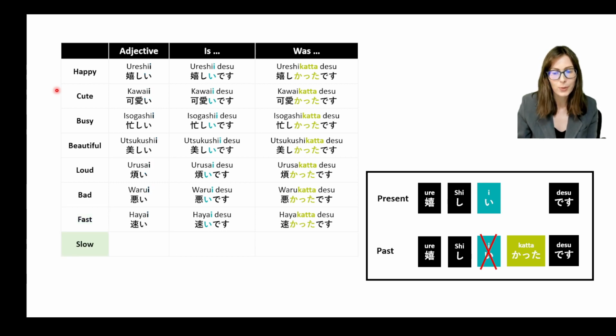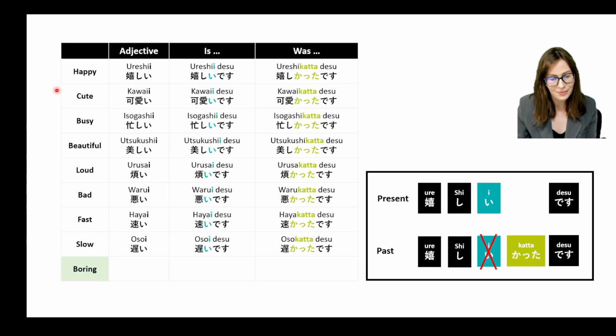Slow. How do you say that? That would be 遅い. How do you say that in the present? It would be 遅いです, right? And what about the past? It would be 遅かったです, right? You can see the pattern. It repeats. It's not that complicated, right? Let's see the next one.